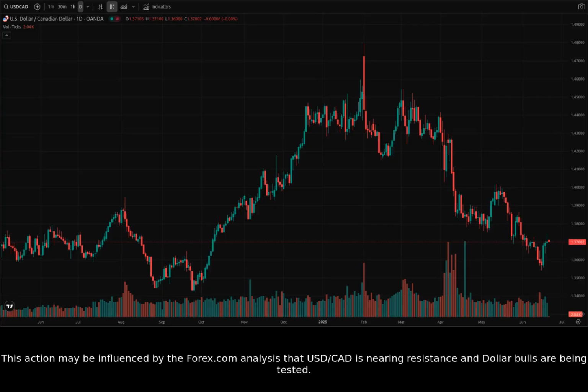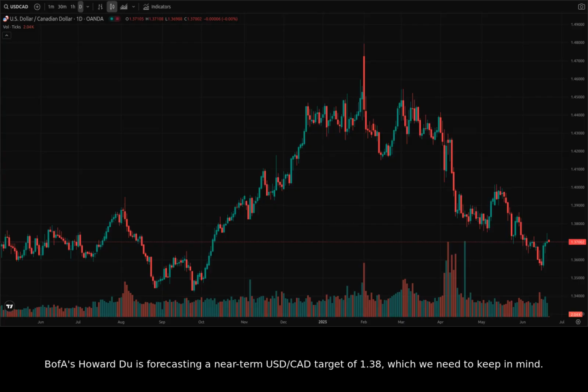This action may be influenced by the Forex.com analysis that US dollar to Canadian dollar is nearing resistance and dollar bulls are being tested. BofA's Howard Dew is forecasting a near-term US dollar to Canadian dollar target of 1.38, which we need to keep in mind.